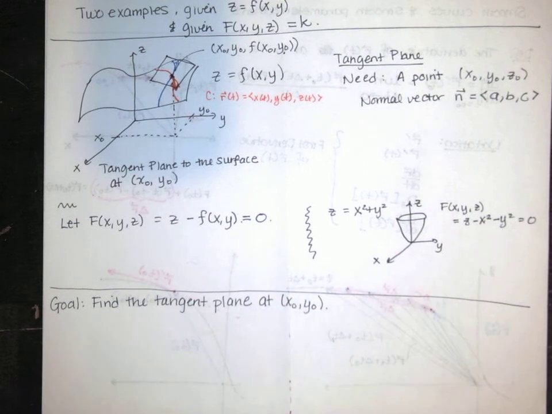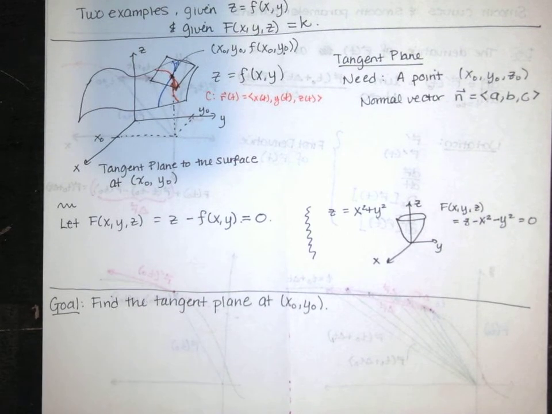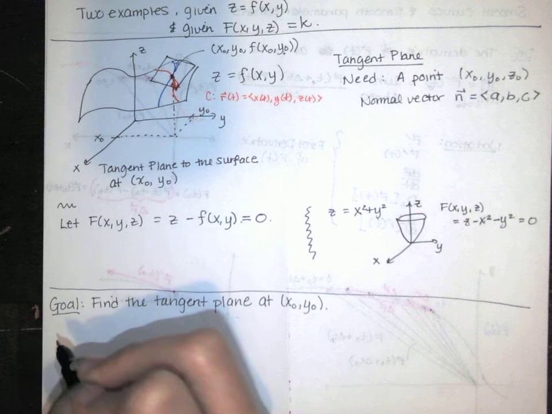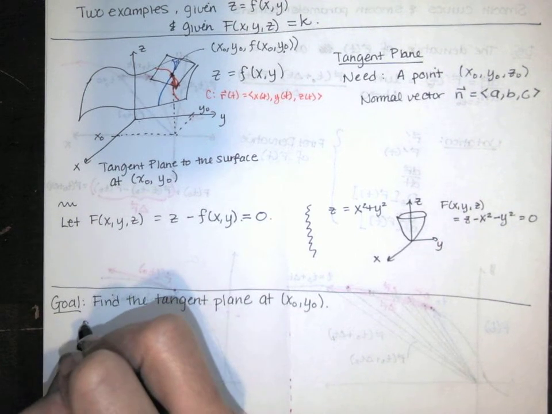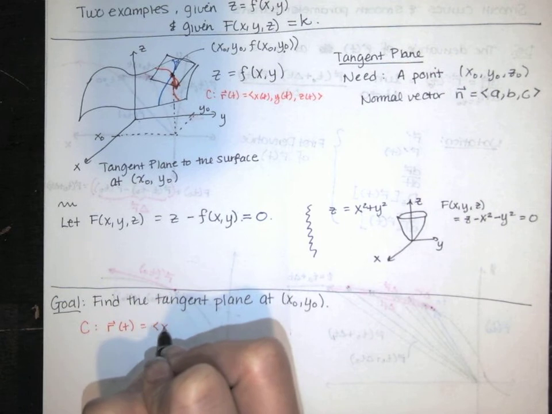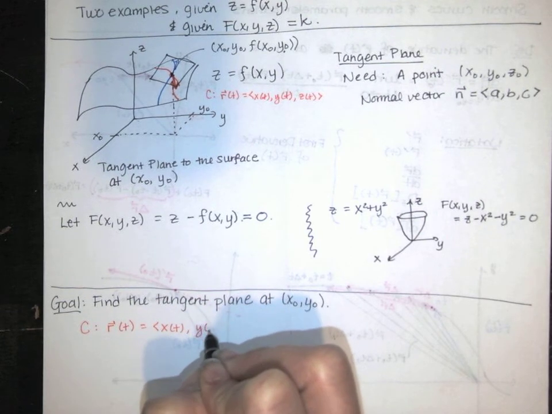If we know x naught, y naught, we can find z naught using the equation of the plane, so that's fine. Now we want to try to find the normal vector to the surface. The way we're going to do that is we're going to take r of t, so let's say we've got a curve on the surface, and that curve is given by r of t equals x of t, y of t, z of t.